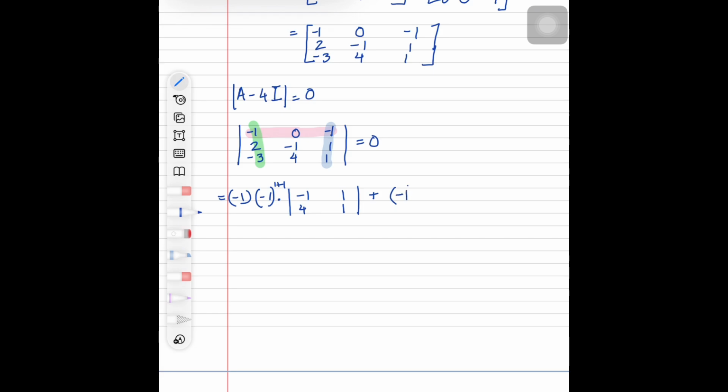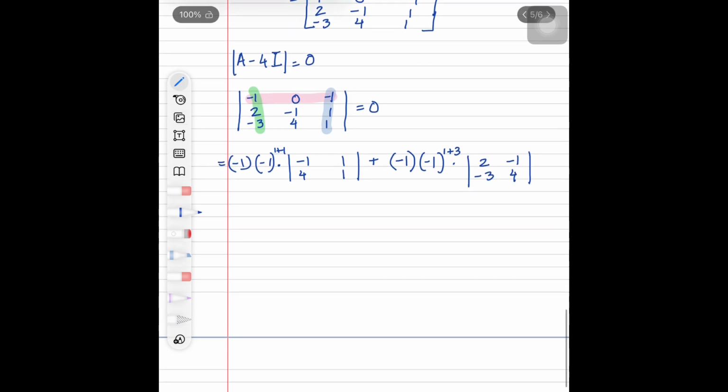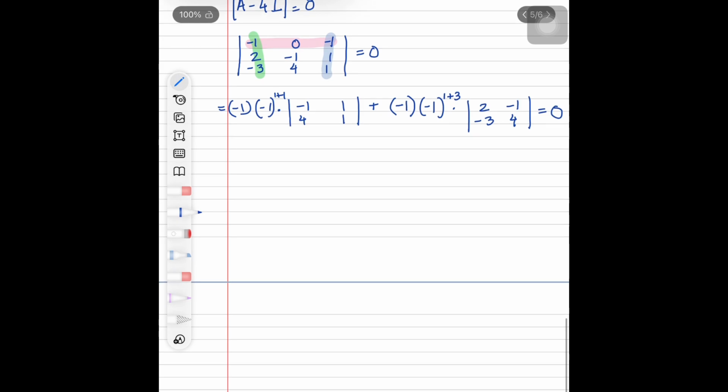In this case, -1 is just the -1 that we have here, and then we're going to have another -1 raised to the row plus column. So in this case, we're in the first row and third column, times the matrix that we have here goes right here. And we're going to set it equal to 0, like we were doing.